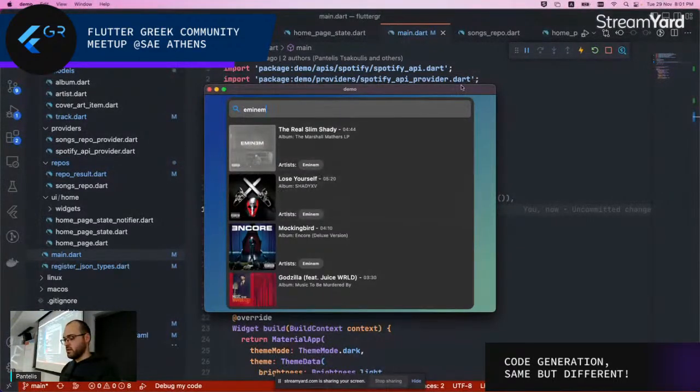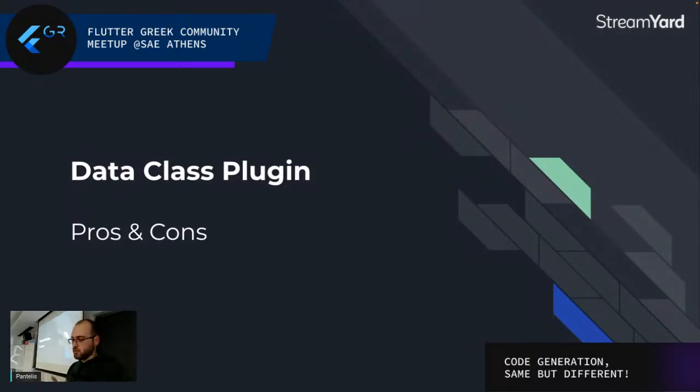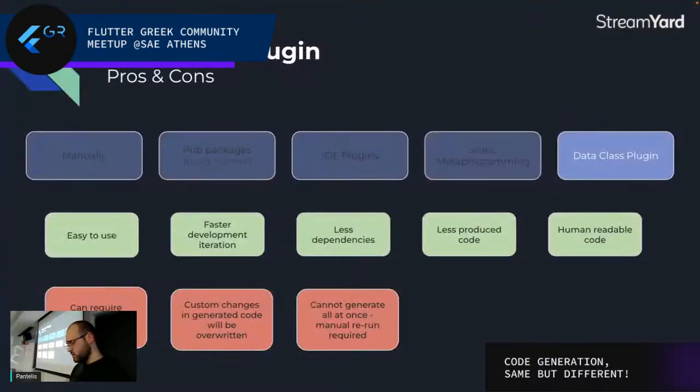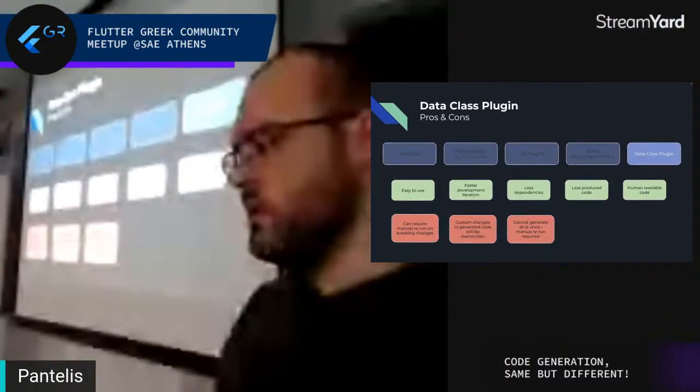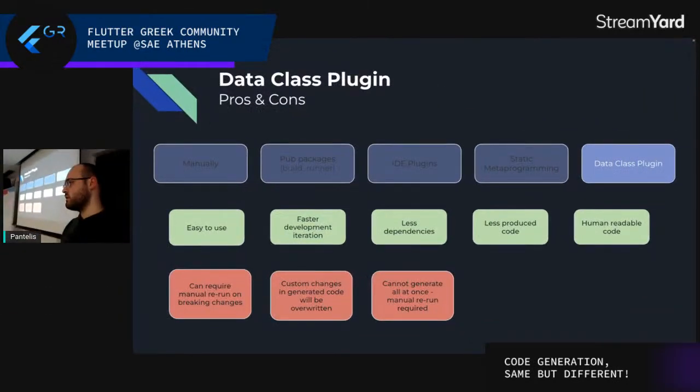Okay. So, some pros and cons about the data class plugin. As we saw, it's easy to use. It has faster development iteration than doing this manually, or going through and finding all the plugins that you need, or understanding how the build runner works, what commands you should use, and how you can customize this. It has fewer dependencies because now you can generate your JSON and the data class and the union classes, and also provide some actions on your code.